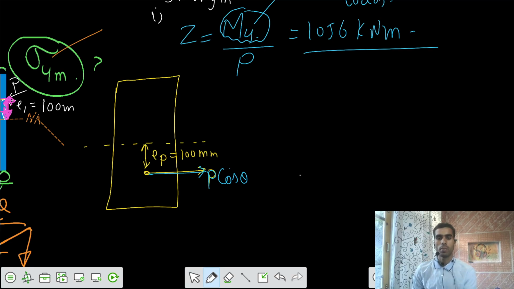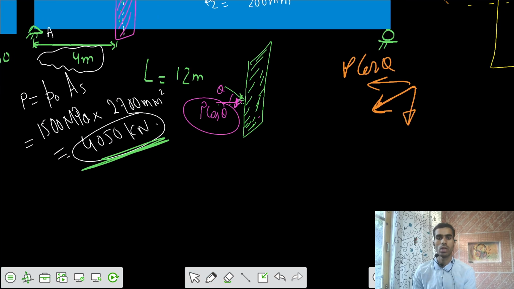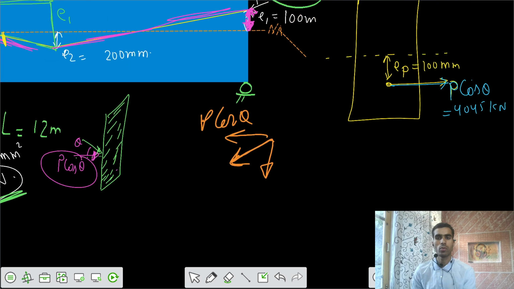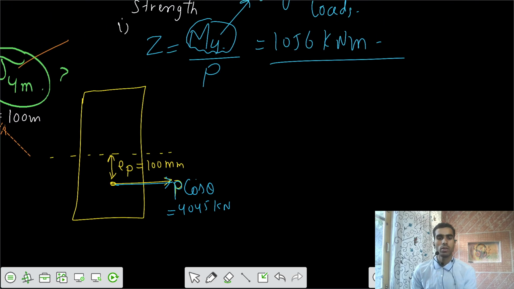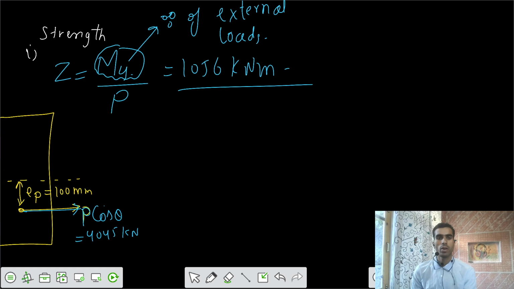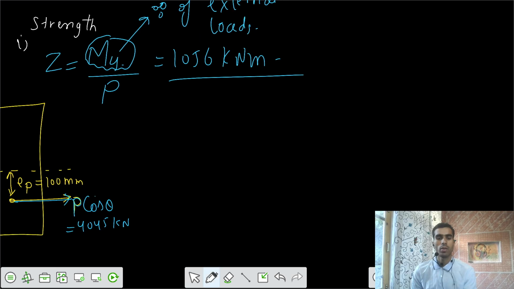So I would say your P cos theta was actually 4045 kilonewton, and your P actual force was 4050 kilonewton. Actual value 4050, and your P cos theta is 4045. Now based on this one, I got the value of Z.